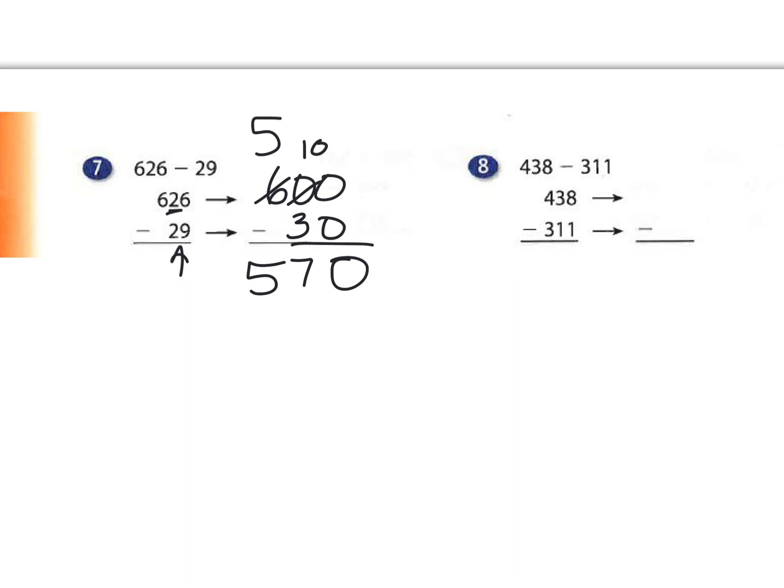Then we have 438. So that 3 again makes it closer to 400 than 500. And the 1 makes it closer to 300 than 400. So we'll subtract. 400 minus 300 is 100.